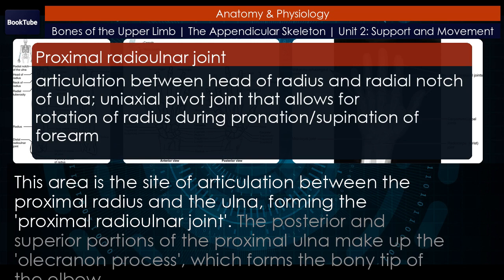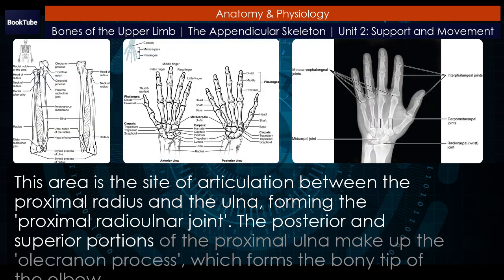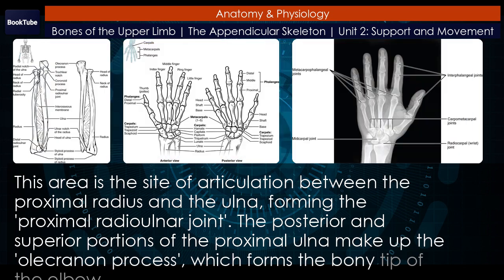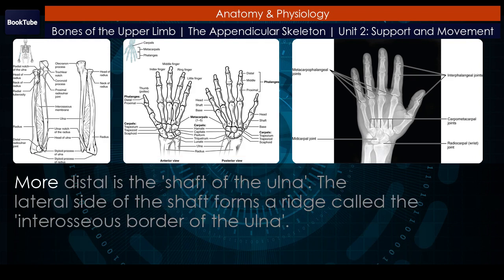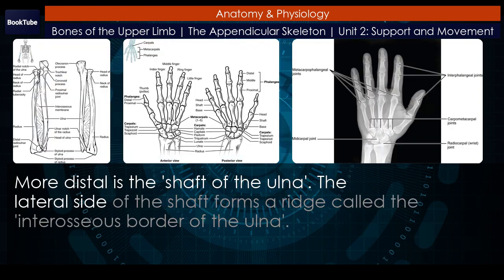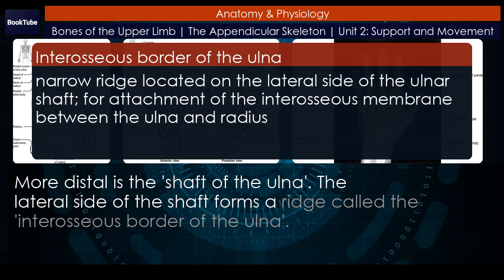The posterior and superior portions of the proximal ulna make up the olecranon process, which forms the bony tip of the elbow. More distal is the shaft of the ulna. The lateral side of the shaft forms a ridge called the interosseous border of the ulna.